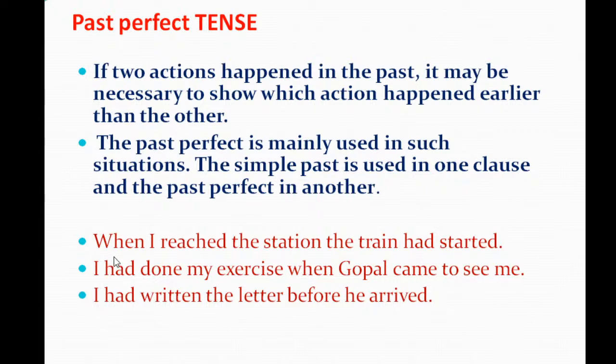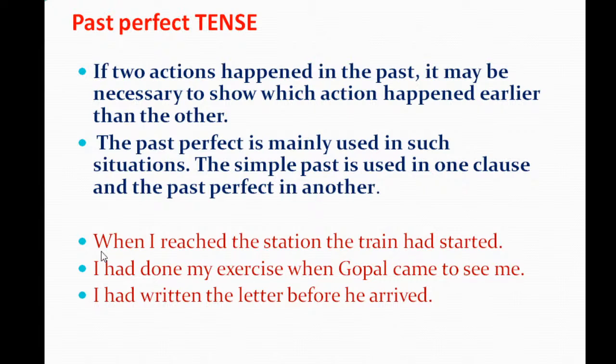Let's take a look at the sentence. When I reached the station, the train had started. Now you see, we already studied these type of sentences in the past continuous also, right? For example, when I reached the station, the train was starting. So if I say train was starting, it's a continuous form of the past tense where we are telling that train was already starting when I reached. तो बाद में मैं पहुंचा था. तो यहाँ पर continuous form नहीं है. यहाँ पर क्या है? यहाँ पर past perfect form है. Instead of the continuous form, we are changing into past perfect form.